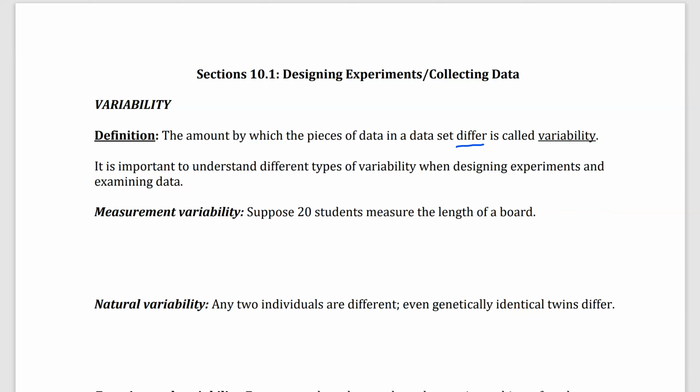to begin with. So the first type is measurement variability. When we talk about measurement variability, suppose 20 students measure the length of a board. Okay, so the length of the board has not changed. So we take a board and each person measures it.